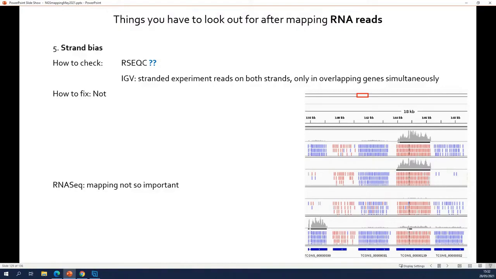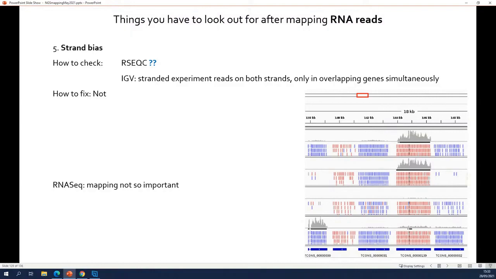Some transcripts come from the plus strand in the genome, so these reads will still map to the plus strand in the genome, and some transcripts come from the minus strand of the genome, and these reads will still map to the minus strand of the genome. So in a stranded experiment, you still expect to see two colors here.